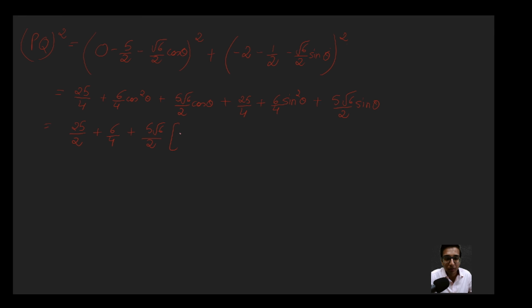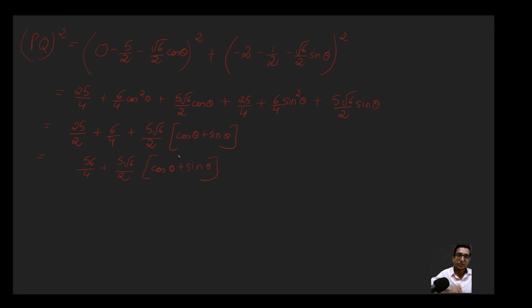Let us take that common. What are we left with? Cos theta plus sin theta. Now, upon solving this, what are we going to get? We are going to get 56 by 4 plus 5 root 6 by 2 times (cos theta plus sin theta).